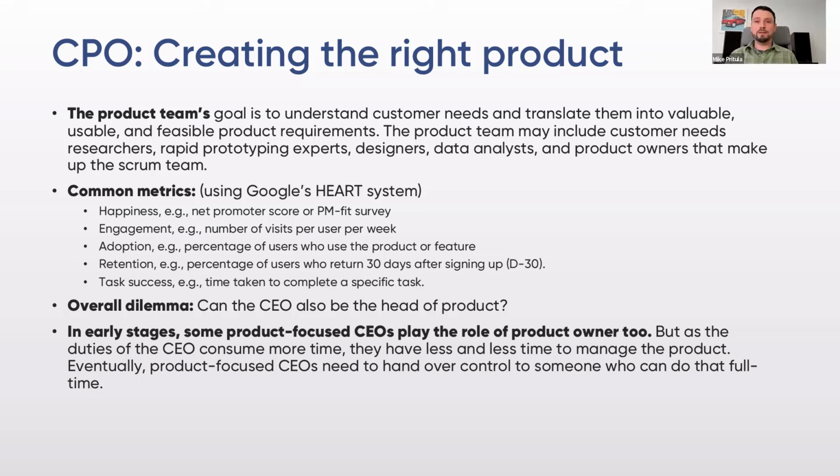So the CPO. The goal of the product team is to understand customer needs and transform them into valuable, usable, and actionable product requirements. The product team may include customer needs researchers, rapid prototyping specialists, designers, analysts, product owners, and so on. And to evaluate these guys, there are metrics, a cool metric set. A set of metrics from Google called HEART, which sounds like heart, but is an acronym. And here's an example: happiness, engagement, adoption, retention, and task success.